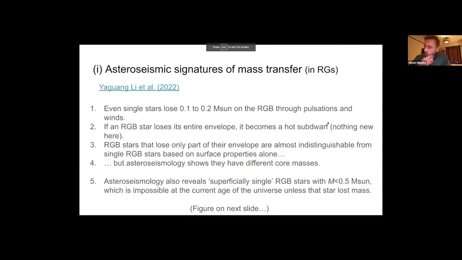Cool. So I was going to talk about the astroseismic signatures of mass transfer in red giants. This sort of arose as a question in a discussion yesterday, so I thought I'd share a little bit about this. So one thing to note is that even in single stars, you lose 0.1 to 0.2 solar masses on the red giant branch through the combination of pulsations and winds. So there is always going to be a little bit of mass loss. Now, if an RGB star loses its entire envelope through Roche lobe overflow or some other mechanism, then it becomes a hot subdwarf. There's nothing new there.